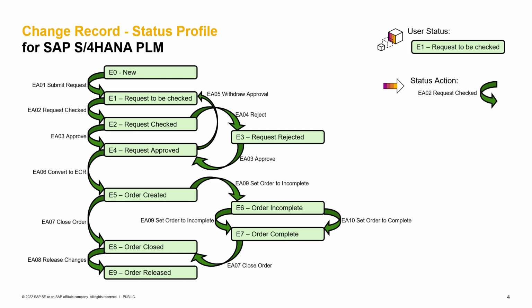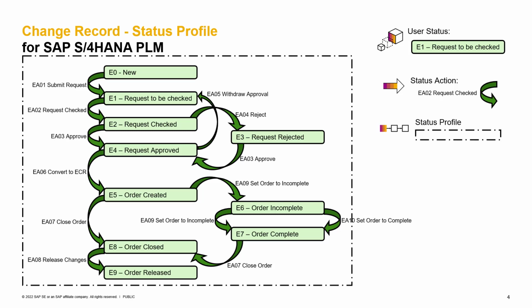Second, you need to define the status actions. Status actions say from which user status you need to perform which kind of action to push the change record to the next user status. So status actions are connecting user statuses with each other. Both, actions and statuses, are defined as a status profile.